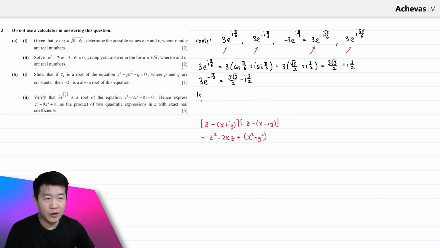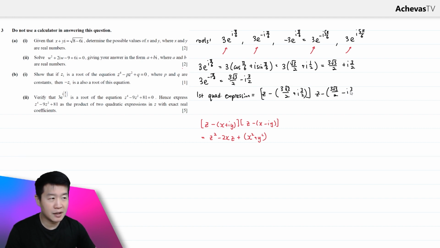So with these two, I can form my first quadratic expression, where the question asks for two quadratic expressions. The first quadratic expression I'm going to form by taking z minus the first root, 3 square root of 3 over 2 plus i 3 over 2. This is going to form one of the factors, right? We are using the factor theorem. Because this is one of the roots, z minus this is going to give me a factor. Another factor will be z minus another root, which I'm going to pick as the conjugate of the first root, so I have 3 square root of 3 over 2 minus i of 3 over 2.